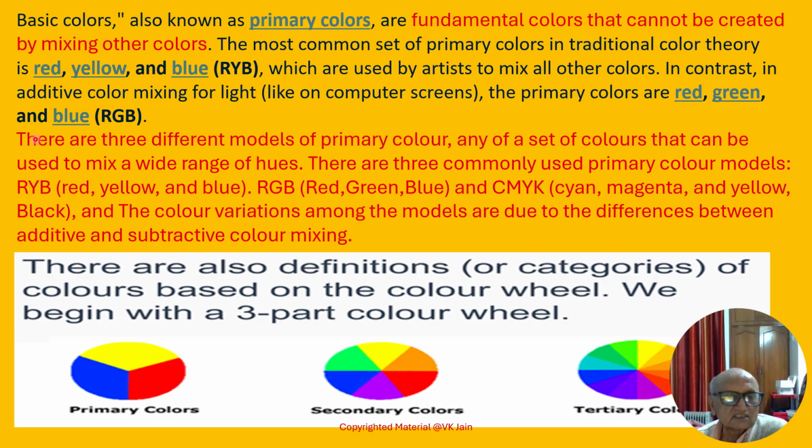There are three different models for primary color, a set of colors that can be used to mix a wide range of hues. There are three commonly used primary color models: RYB traditional, RGB computer based, and CMYK.